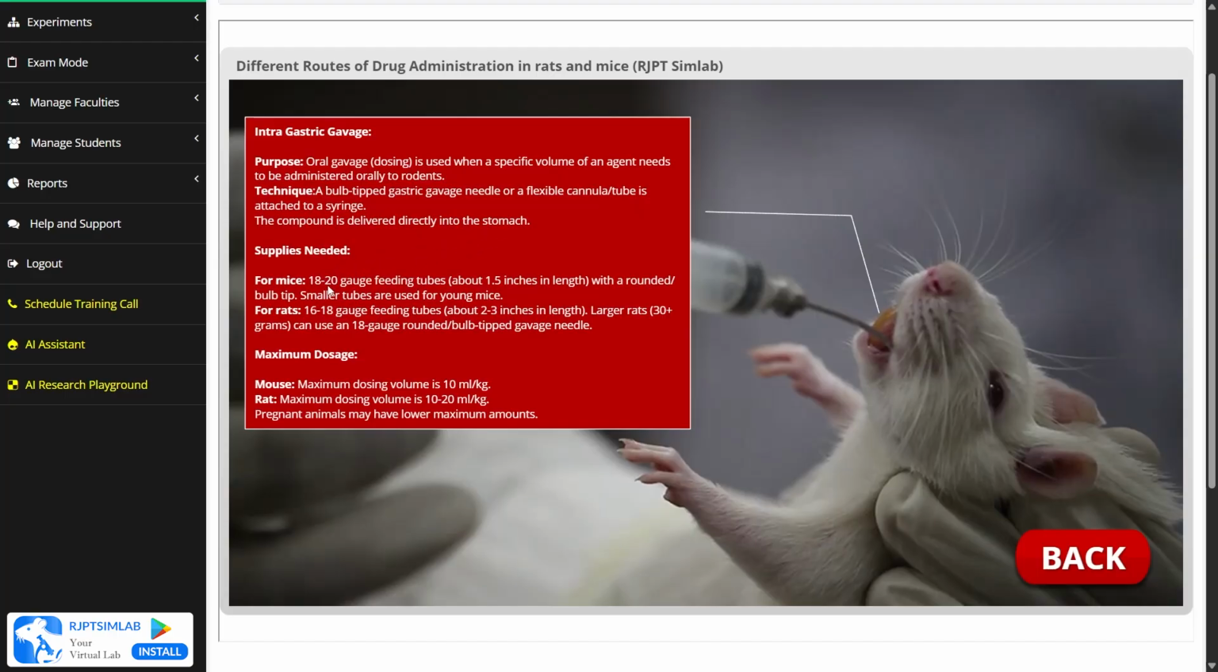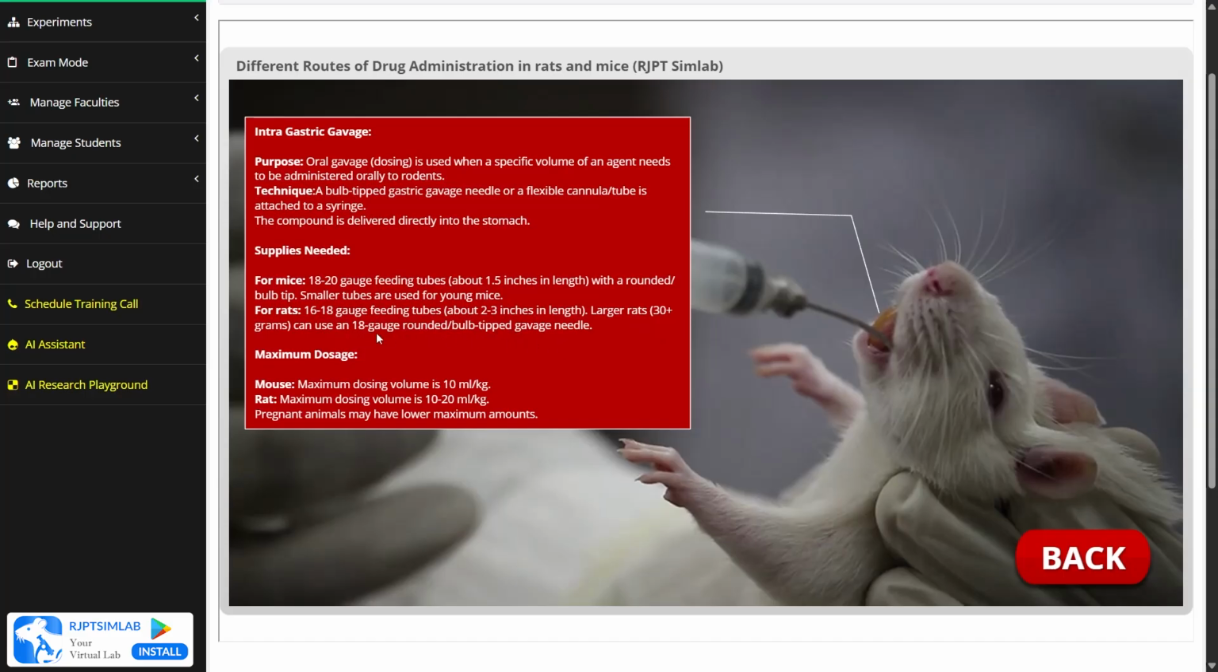Supplies needed for mice: 18 to 20 gauge feeding tubes about 1.5 inches in length with a round bulb tip. Smaller tubes are used for young mice. And for rats, 16 to 18 gauge feeding tubes about 2 to 3 inches in length. Larger rats, 30 plus grams, can be used, and an 18 gauge rounded bulb tip gavage needle.